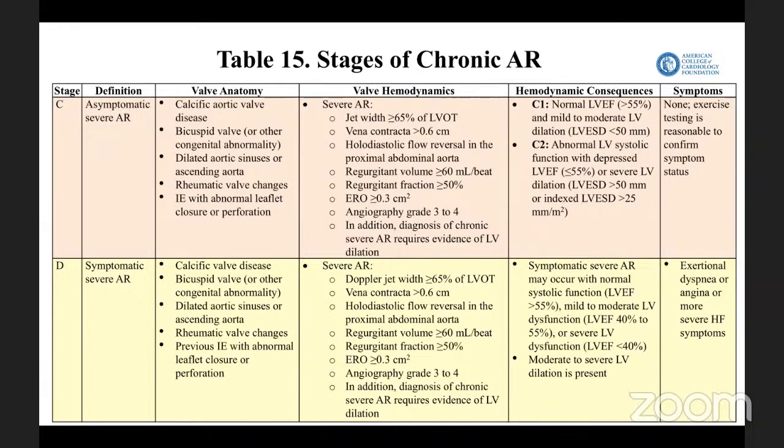For stage D, having a patient with symptomatic severe aortic regurg, usually the valve hemodynamic as in the previous subgroup. And in terms of hemodynamic consequences, patient with symptomatic severe aortic regurg, it may occur with normal left ventricular ejection fraction, with mild to moderate LV dysfunction as well, or severe LV dysfunction with moderate to severe LV dilatation is present. And they tend to have exertional dyspnea or angina or more severe heart failure symptoms.